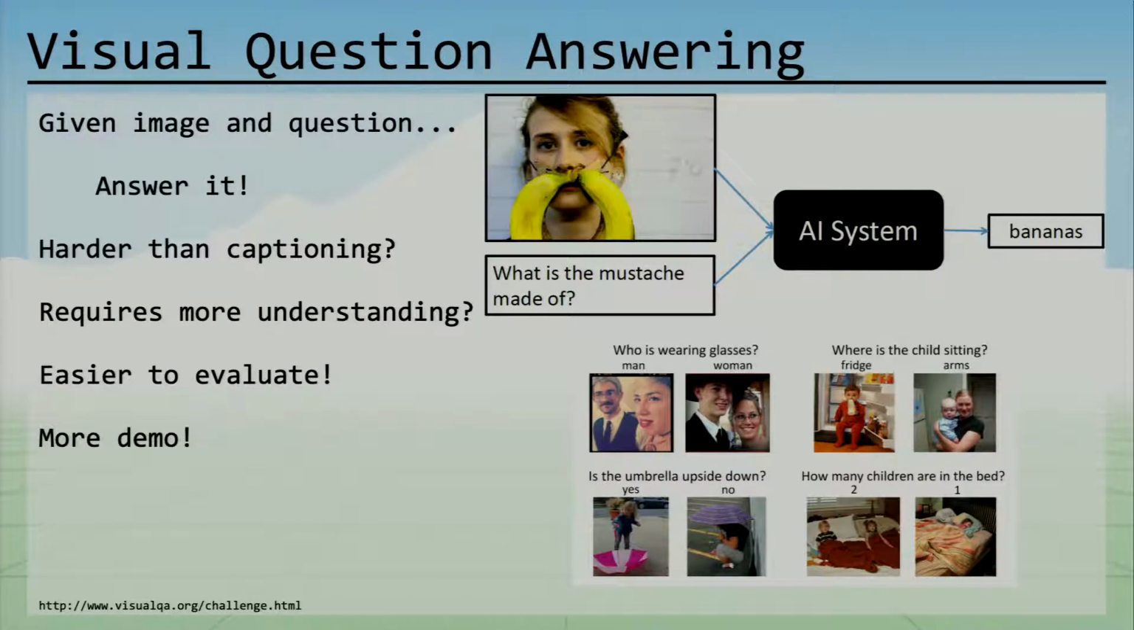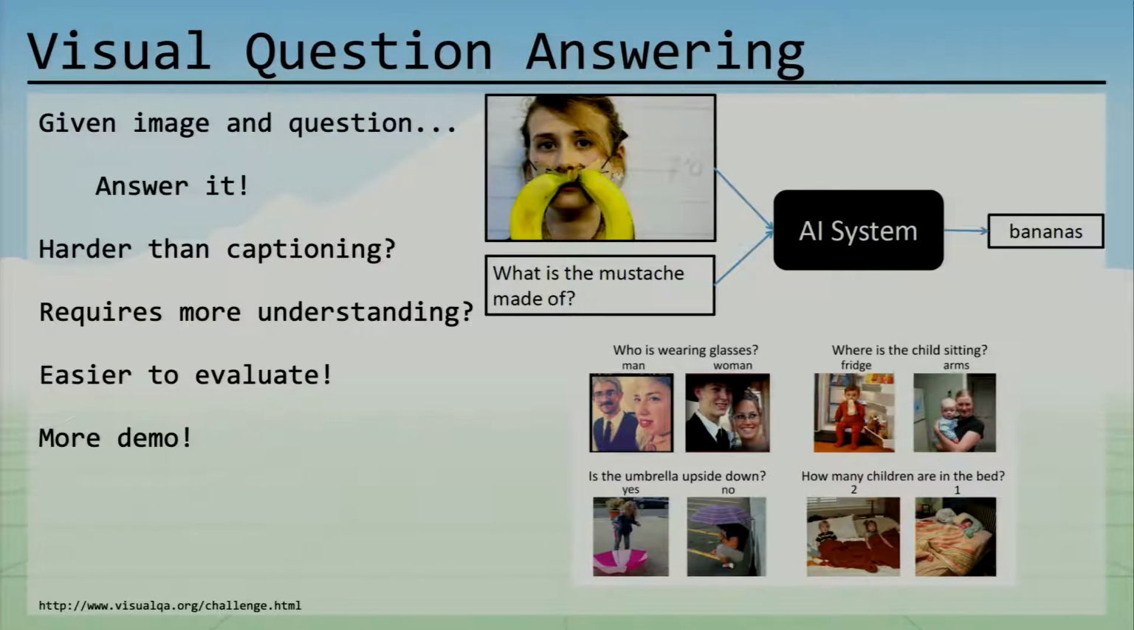But a key distinction to something like captioning is that now we have a much easier evaluation metric. We can just say, did you get the question right or not? Instead of trying to match up your generated caption with a list of ground truth captions, we can just say, did you get the question right, or did you get it wrong? It's much easier to evaluate.